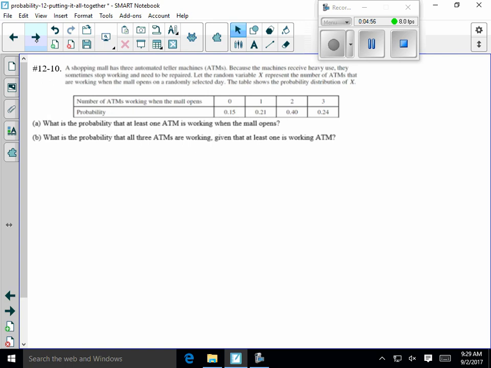A, what is the probability that at least one ATM is working when the mall opens? And B, what is the probability that all three ATMs are working given that at least one is working? So pause this and then give it a try.